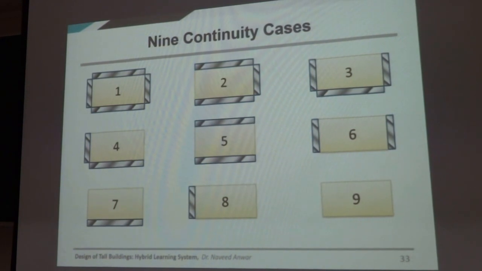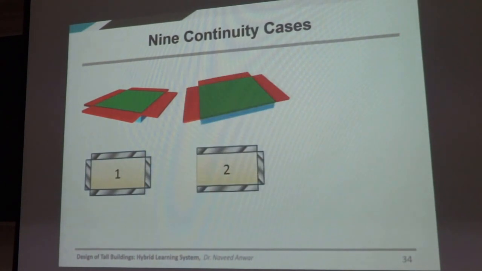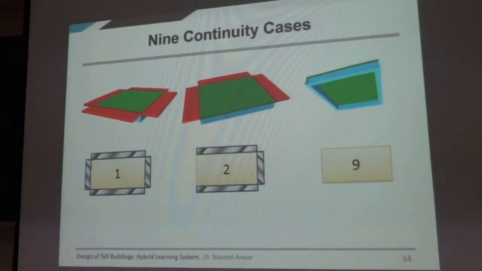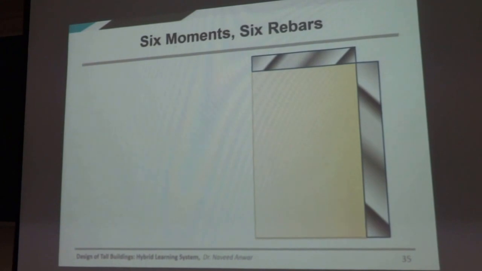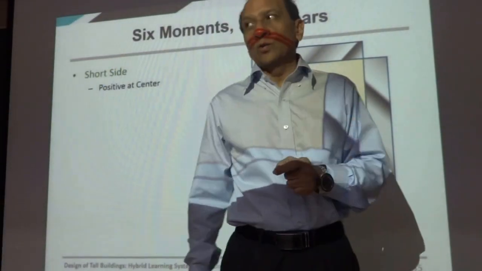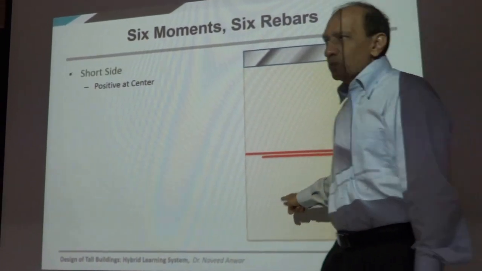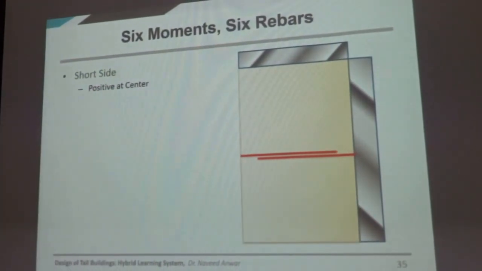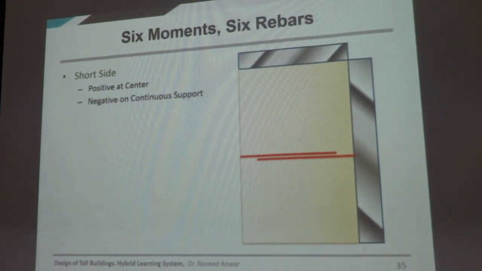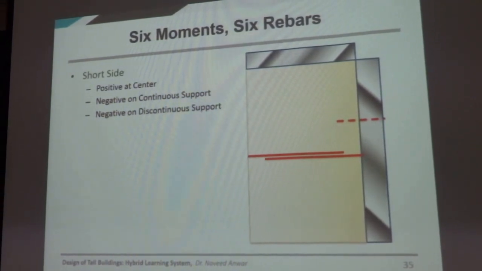And these cases are very important, because they will govern your bending moment and everything. So 9 continuity cases look like this. 1, 2, 9. So we need 6 bending moments in a two-way slab and 6 reinforcements to be calculated. Positive short direction moment and positive short direction reinforcement, negative short direction moment and negative short direction reinforcement, negative discontinuous support.